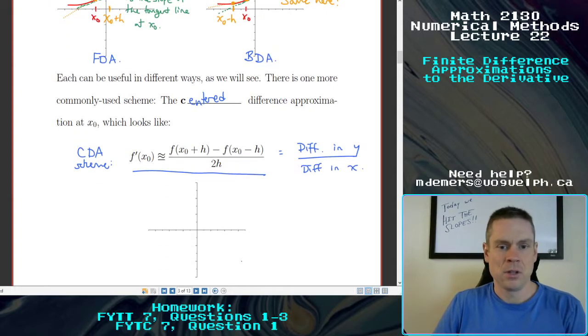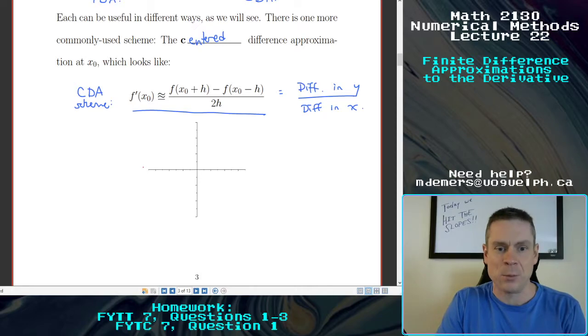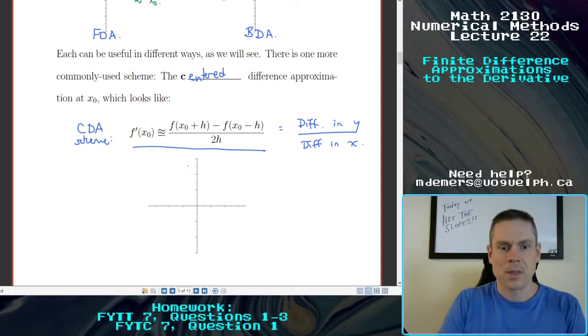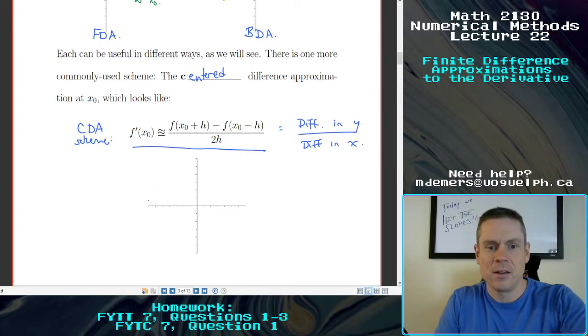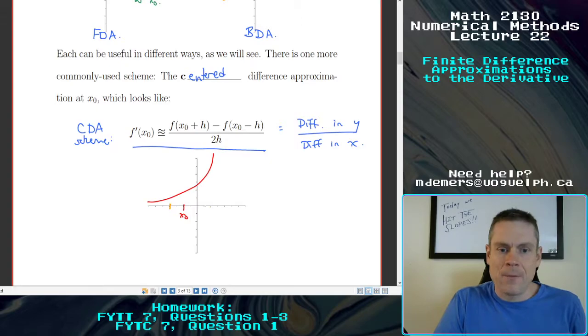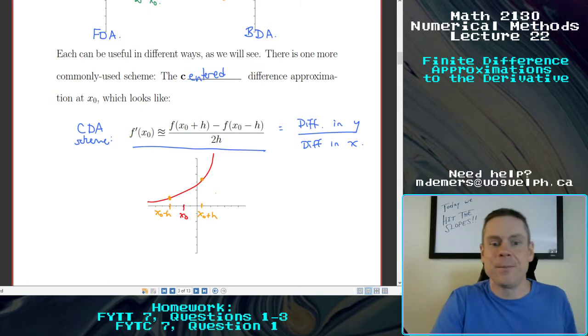And let's draw that out to see how that's going to look. So I'm going to do the same sort of graph and we'll see. It went up like this, kind of exponentially. Whatever, it's fine. And I'll put x0 right here. And for the centered difference approximation, we're going to take a step forward, x0 plus h. We're going to take a step backward, x0 minus h, and we're going to compare those points and find the slope of that secant line.